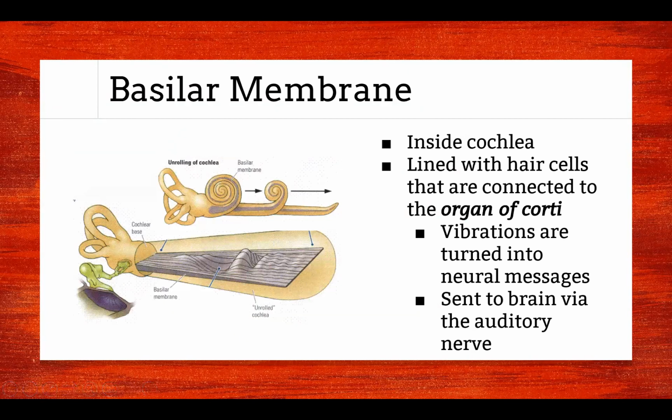When we're looking at our basilar membrane, it is inside of the cochlea, and it's lined with these tiny little hair cells that are connected to something called the organ of Corti. The vibrations that come from sound waves are transduced into neural messages, and then they're sent via the auditory nerve to the auditory cortex in our temporal lobe. Basilar membrane is super important.